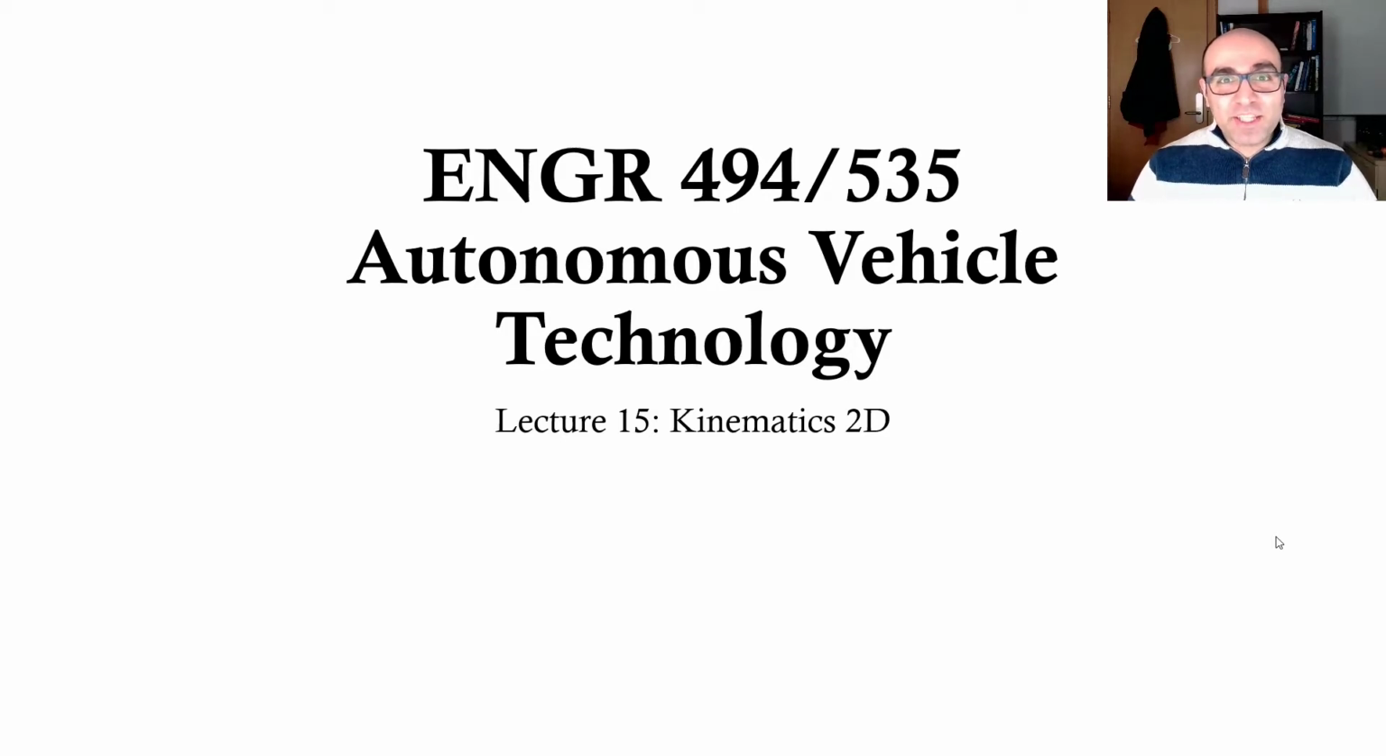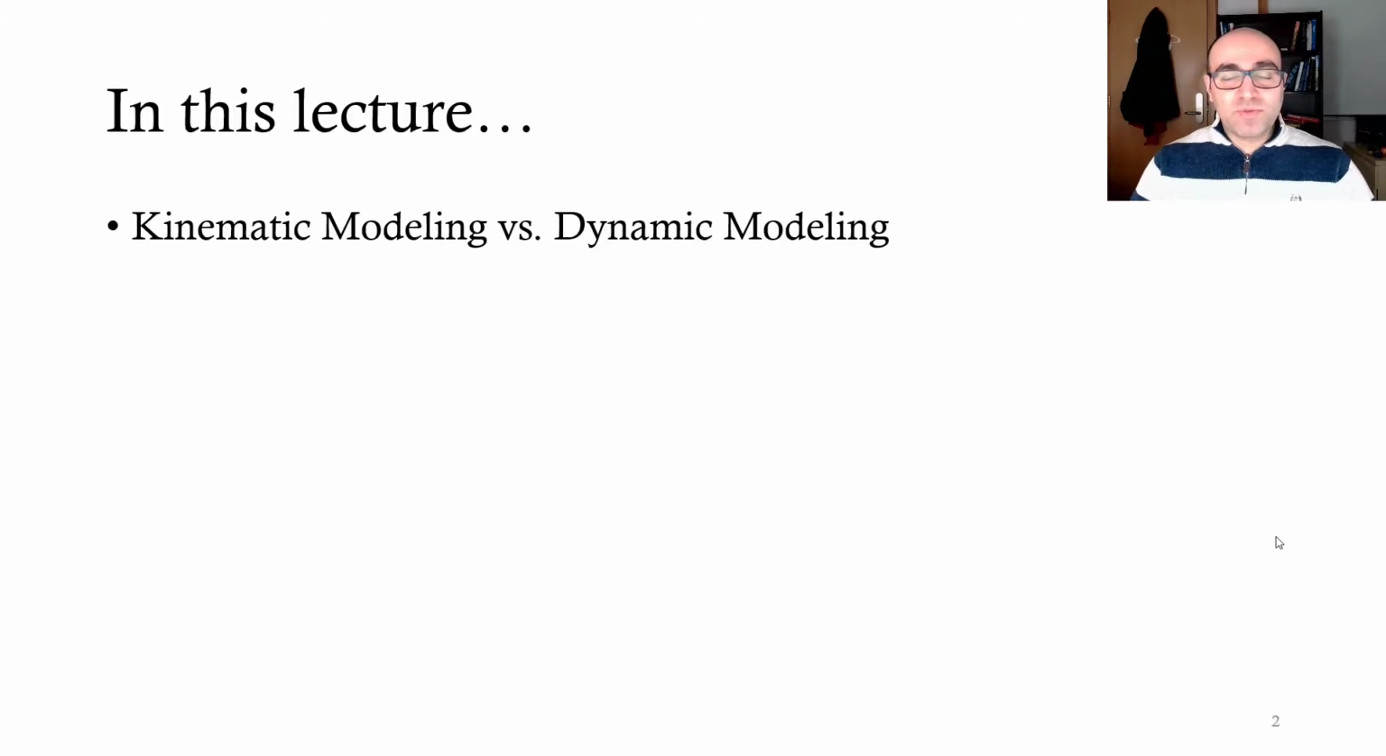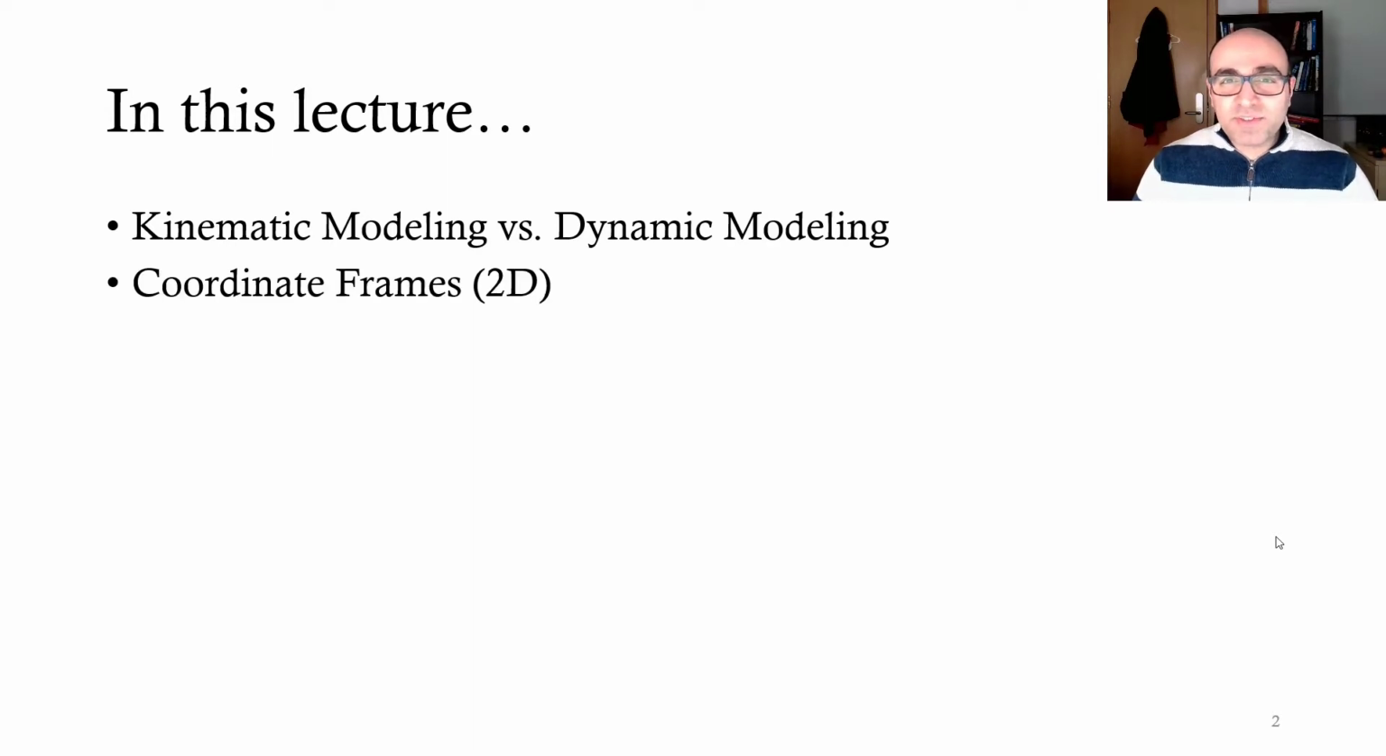Hello. In the previous video, we found one kinematic model of a mobile robot. In this video, we will elaborate more on kinematic modeling and some of the basics about coordinate frames and transformation. So we will briefly define what kinematic modeling of a robot or a car is and what dynamic modeling is. We will learn a little bit about coordinate frames in 2D and how we transform coordinate frames to each other.